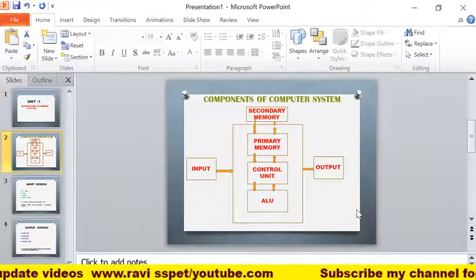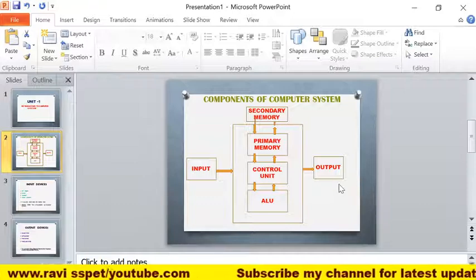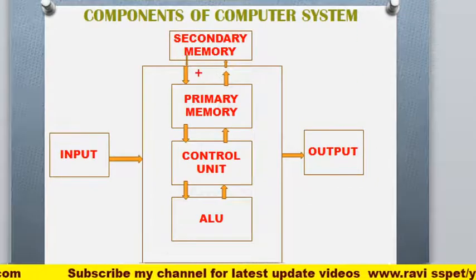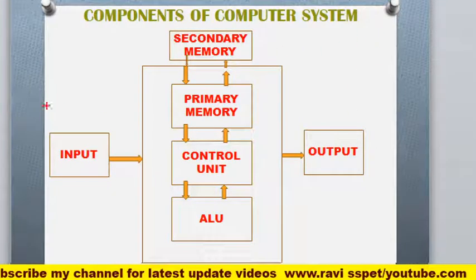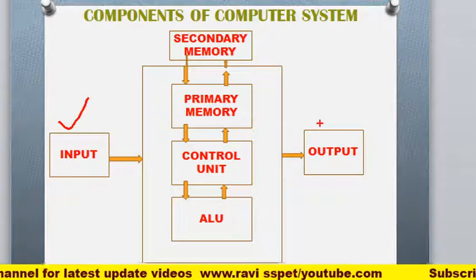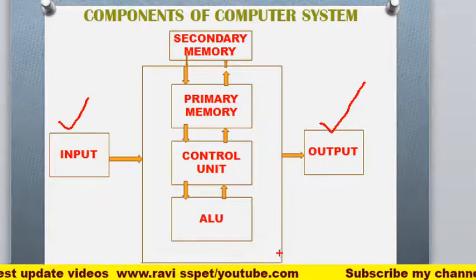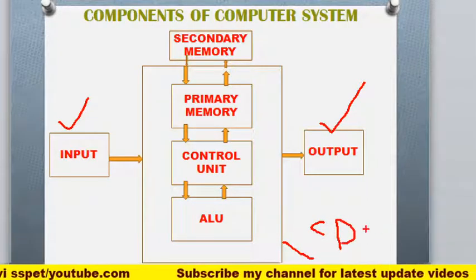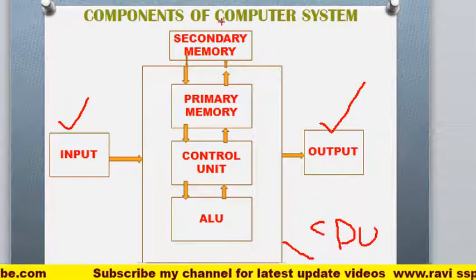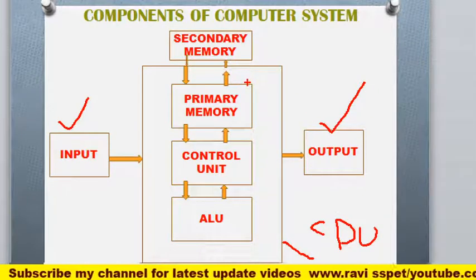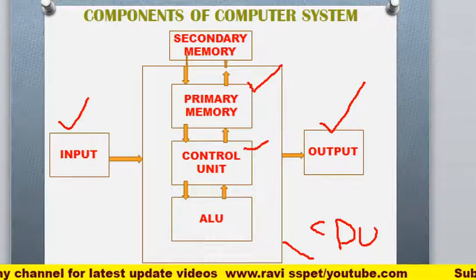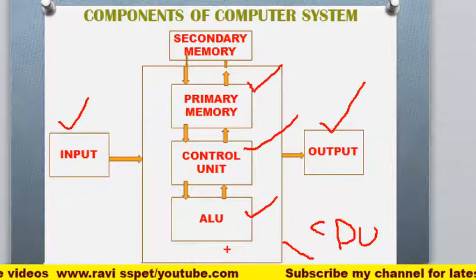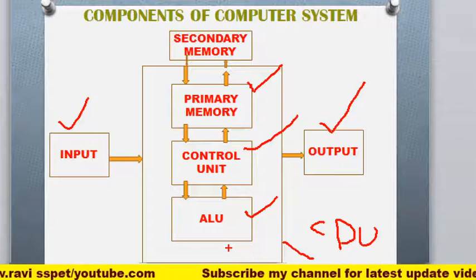Now let us see the concepts. The first one is components of a computer system. Here in the components of a computer system we have input, output, and CPU. CPU means central processing unit. Again in the central processing unit we have primary memory, a control unit and ALU. Here ALU means arithmetic logic unit.